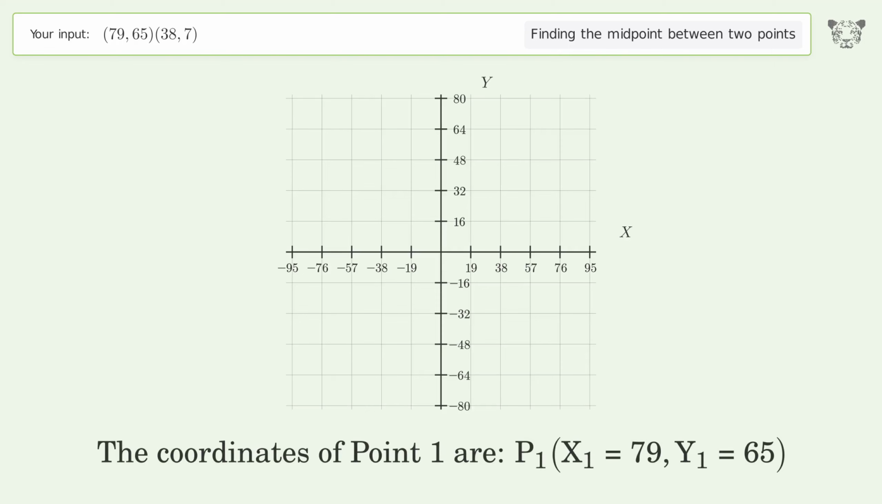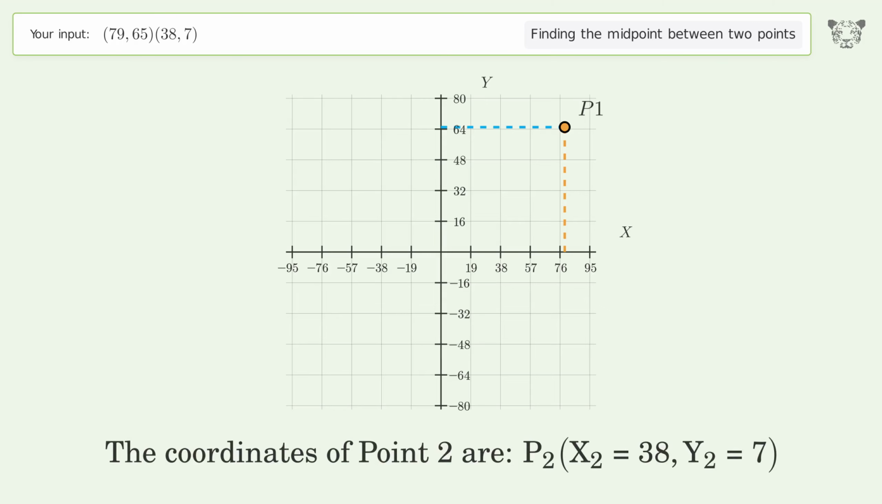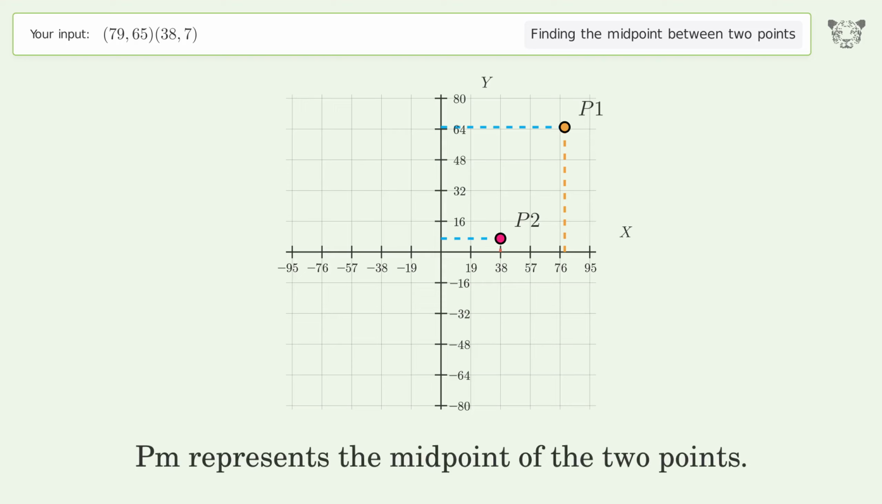The coordinates of point 1 are, x1 equals 79, y1 equals 65. The coordinates of point 2 are, x2 equals 38, y2 equals 7. PM represents the midpoint of the 2 points.